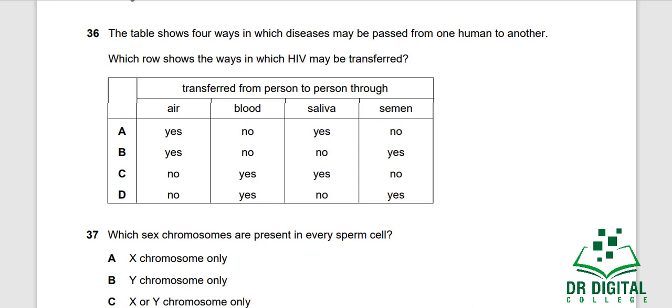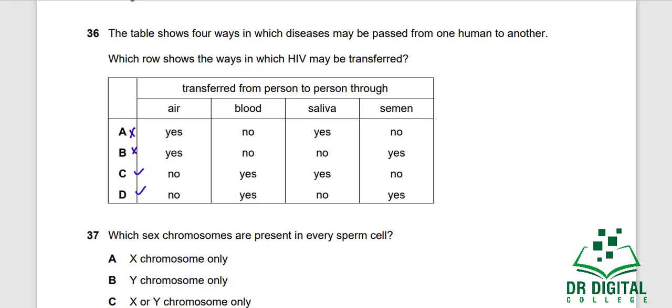In question 36, the table shows 4 ways in which diseases may be passed from one human to another. Which row shows the ways in which HIV may be transferred? Okay, so transfer from person to person is the air. That is wrong. HIV is not passed from air to air. So C and D can be the correct answers. Through blood, yes, it is passing through the blood. So C and D are correct.